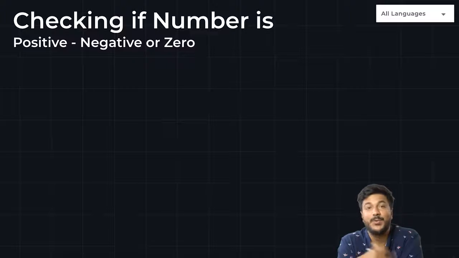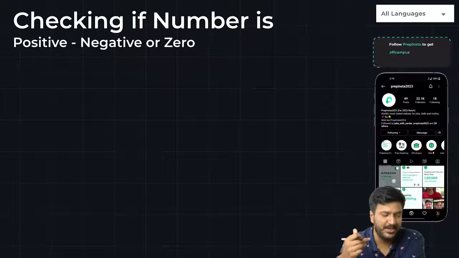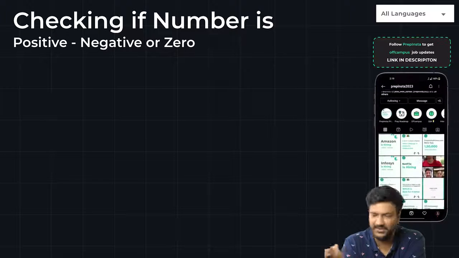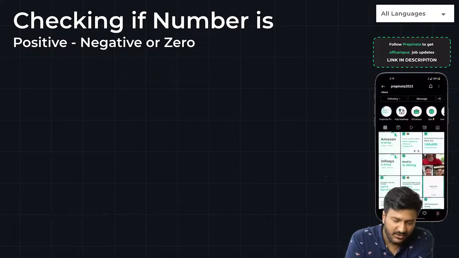Hello everyone, welcome. What we are going to be understanding in this particular video is we'll be writing a program to check if a number is positive, negative or zero. So let's move ahead very quickly.